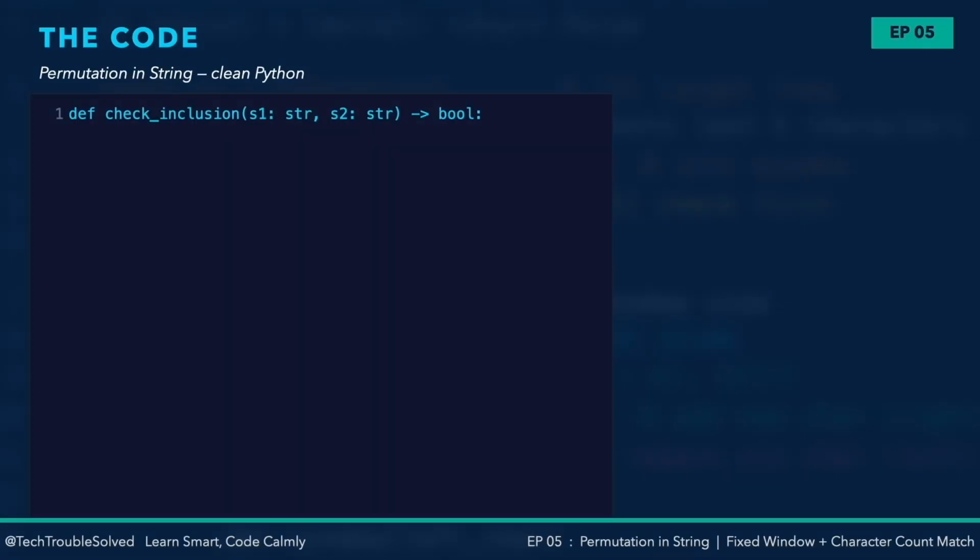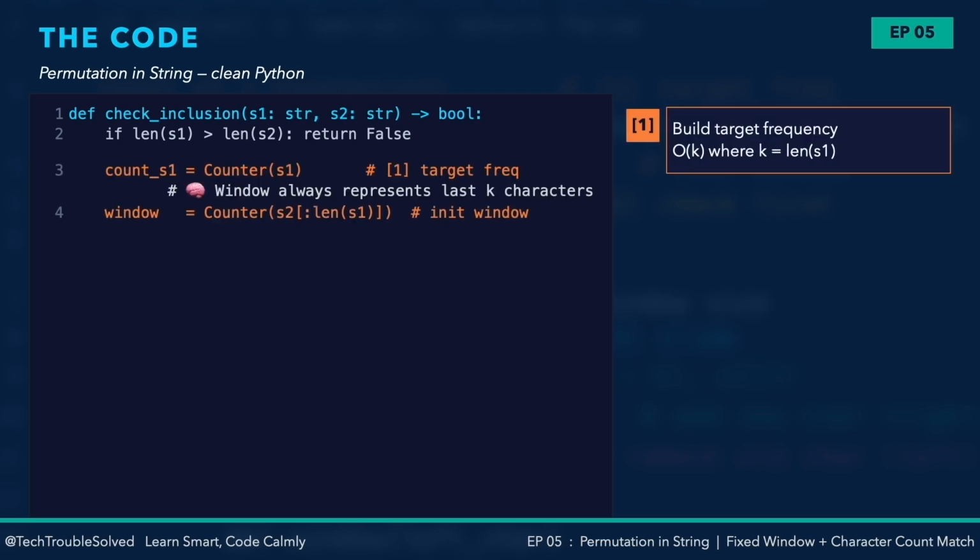Let me read it line by line, not just show it. First line, the guard clause. If S1 is longer than S2, a window of size length of S1 can't even fit inside S2. Return false immediately. No computation needed. Always write this guard. It costs you nothing and it saves you from edge cases that trip up your whole algorithm. Now two counters. Count S1 is fixed, the target.